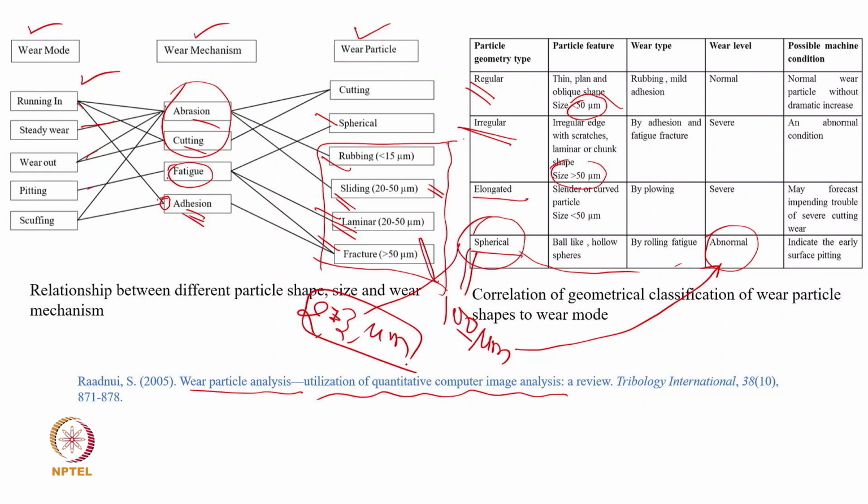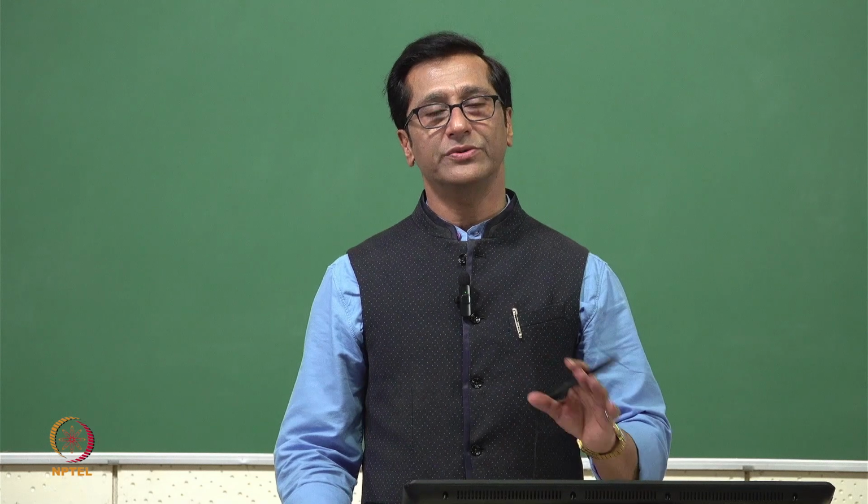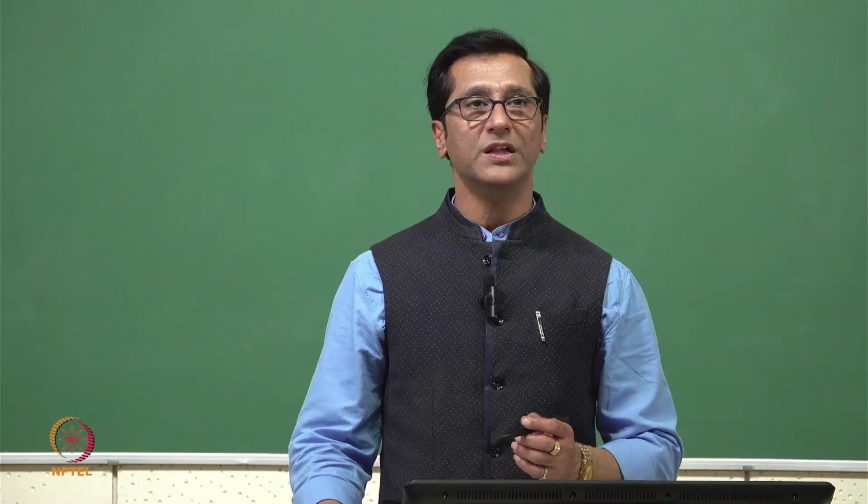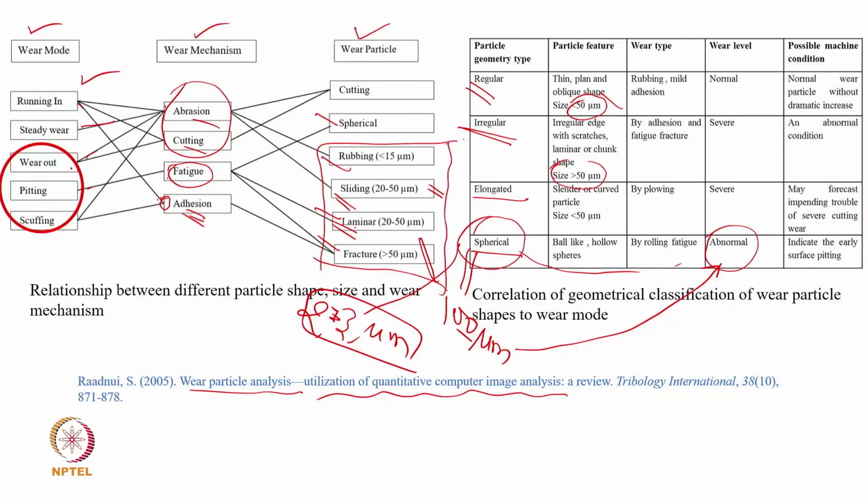So again, I'm using the word subjective; we need to really quantify, or maybe when we account for it, we start developing models as per our knowledge. In this case they have separated wear out, pitting and scuffing. However, in our case we say everything is wear out. What we say is that wear rate is initially a running in, then steady wear, and then wear out.